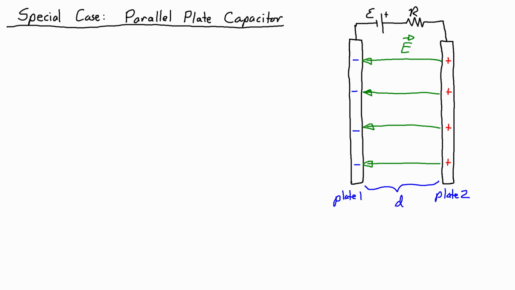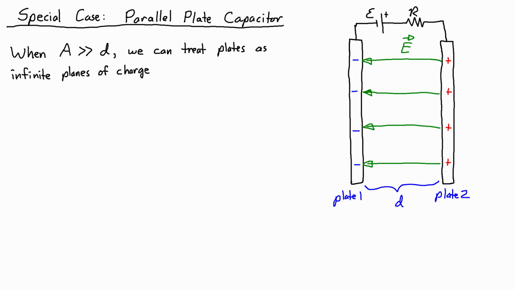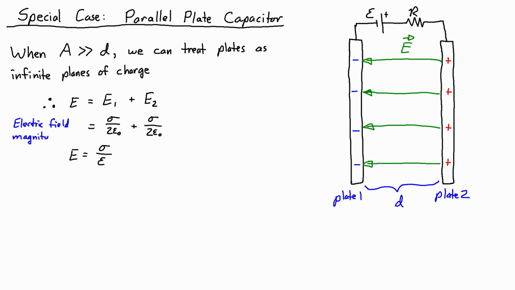So when the plate area is much, much bigger than the distance between the plates, we can treat the plates as infinite planes of charge. And therefore, the electric field between the plates is equal to the contribution from plate 1 and the contribution from plate 2, and that simplifies to sigma over epsilon naught. I'm just working with the magnitudes here because the electric field from plate 1 would be to the left, because it's towards negative, and the electric field from plate 2 would also be towards the left because it's positive, so going away from positive. And so I'm just adding up the magnitudes.